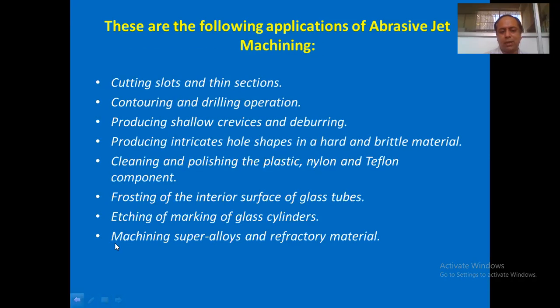And keep this last one in mind too: machining of super alloys. Super alloys means alloys made from nickel and copper, such kinds of things. Normally they are used for high temperature or high hardness purposes. Those alloys also have to be machined to bring them into shape. So this AGM kind of process is used.